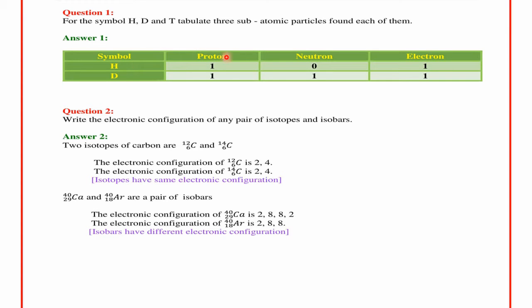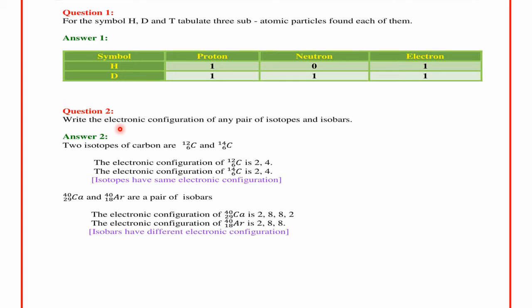In H, there is one proton, one electron, and no neutron. Deuterium has one proton, one neutron, and one electron. In tritium, one proton, one electron, and two neutrons. So it is 1H1, 1H2, 1H3. The proton number and electron number are the same as well. They differ only in the neutron number: 0, 1, and 2.